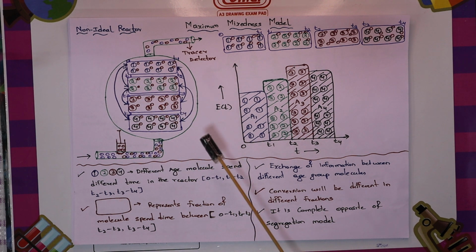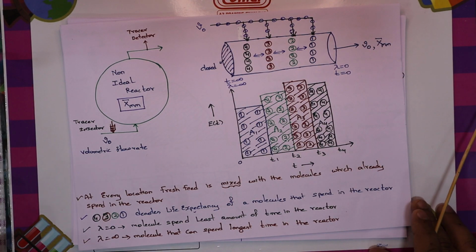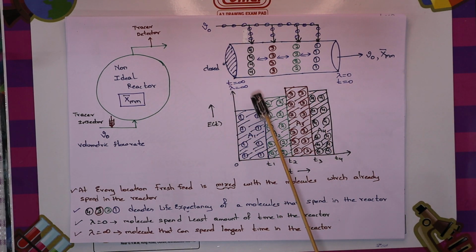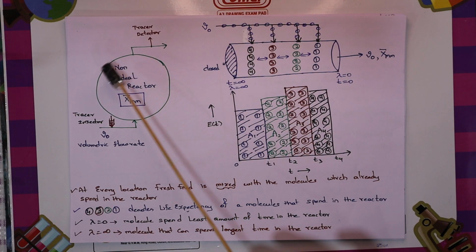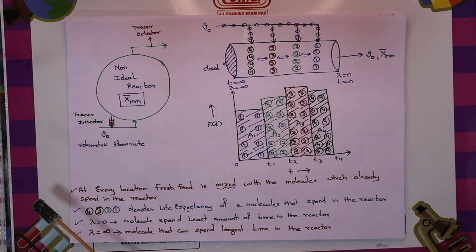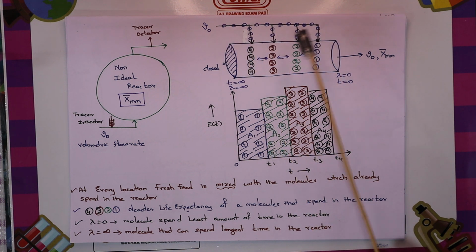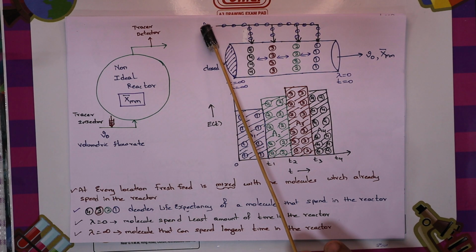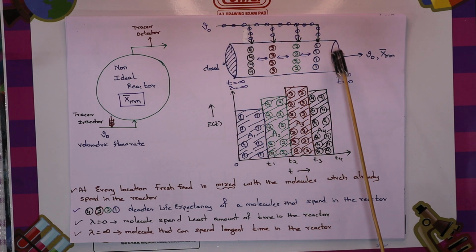Now let us see how people predict the conversion in this scenario. This is the basic schematic people use. Our objective is to predict the conversion in this non-ideal reactor using the maximum mixedness model. People have assumed this scenario happening in the reactor: a certain volumetric flow rate of feed enters the reactor and is divided into a number of segments. What happens if you divide the volumetric flow rate into different sections in this kind of schematic?